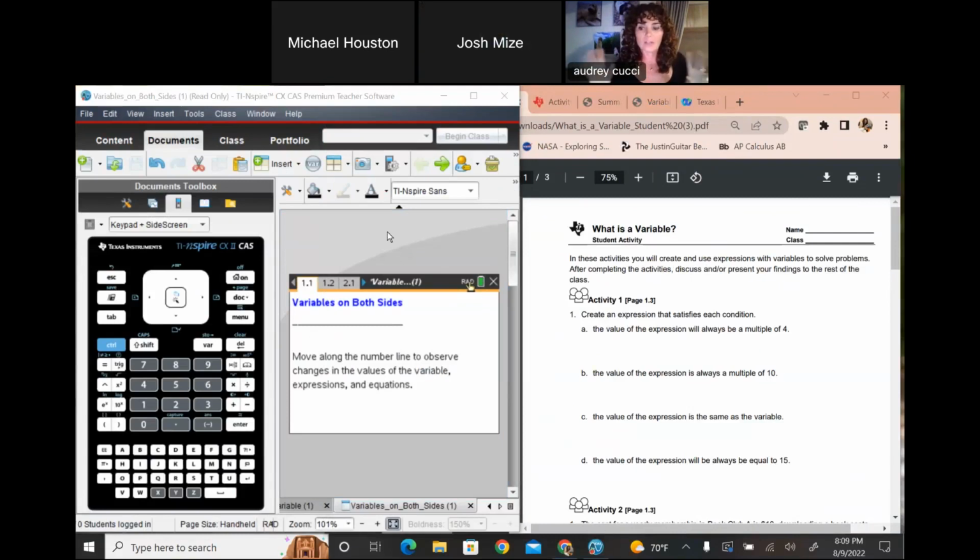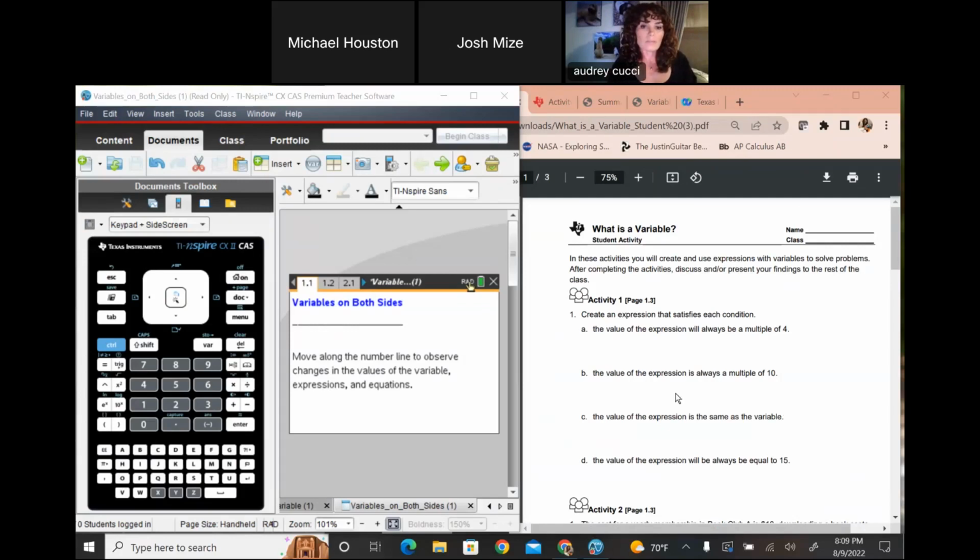Okay, so we have a TNS file, and when I present to my students, I like to have my software up on my smartboard for them to see. So I have my calculator emulator on one side, and I have the slide screen on the other. And then over here, I have the student document. The student document is something that you would give along to your students with the TNS file so that they can walk through each slide and answer questions that go along with it.